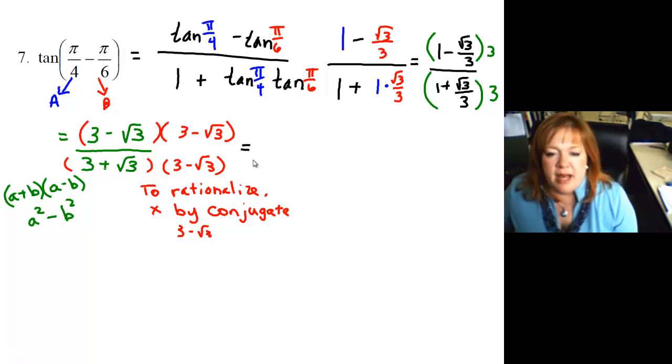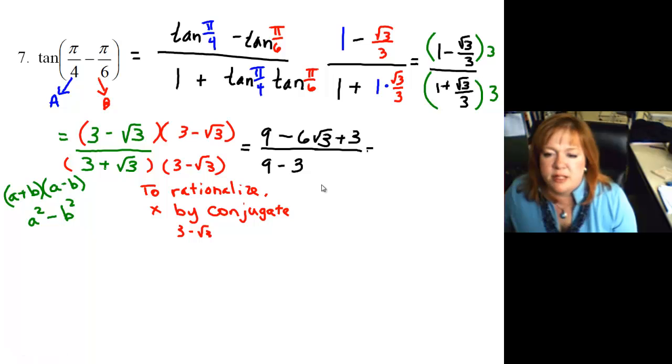If I do that out, FOIL your top. The reason I did 3 plus square root of 3 times 3 minus square root of 3 was to get 9 minus 3. And then on the top, we have to FOIL it out. 3 times 3 is 9. And then you do the outer and the inner, which is minus 3 square root of 3, minus 3 square root of 3, which gives you minus 6 square root of 3. Then you've got a minus square root of 3 times a minus square root of 3, which is a plus 3. That's the top, that's the bottom, then you simplify it.